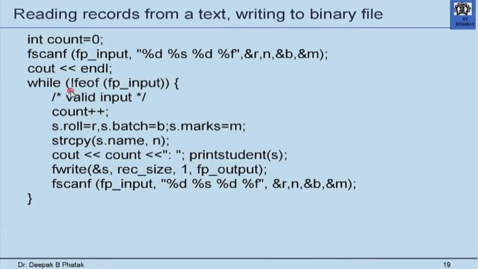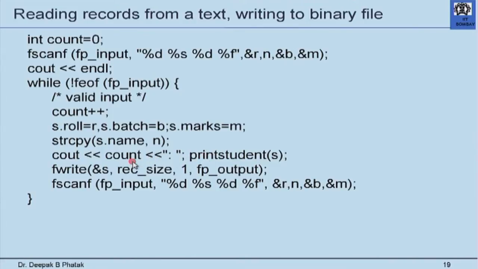So notice how I am doing it. While the file has not ended, I take the input. That means I have actually got a record, therefore the input is valid. I increment the count, and now I do the interesting thing. I assign the value of R, which I have read from here, to S dot roll, B to S dot batch, M to S dot marks, and I copy the array that I have collected the name in. N is obviously an array, into S dot name. So all the four components of my structure have been filled with values which I have just read for one student. Having read this, I output that record.